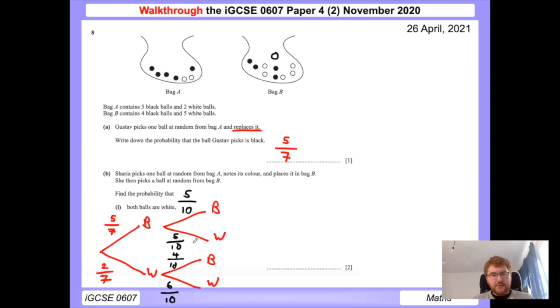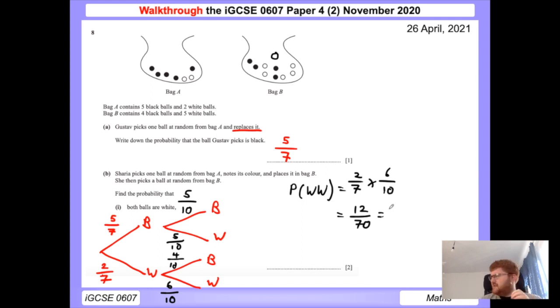Once you've got your diagram, it makes your life a lot easier to work out the next 2 parts of the question. So the probability that both balls are white, we're going to work out probability of white, is we just multiply these 2 fractions together. Multiply along the branches. So we get 2/7 multiplied by 6/10, which gives us 12/70. Now, I've said in previous videos that I don't really mind if you don't simplify. The same thing here, but I am going to simplify this down to 6/35. Although strictly speaking, this is not necessary, but try and get into good habits. So this is going to be 6/35.